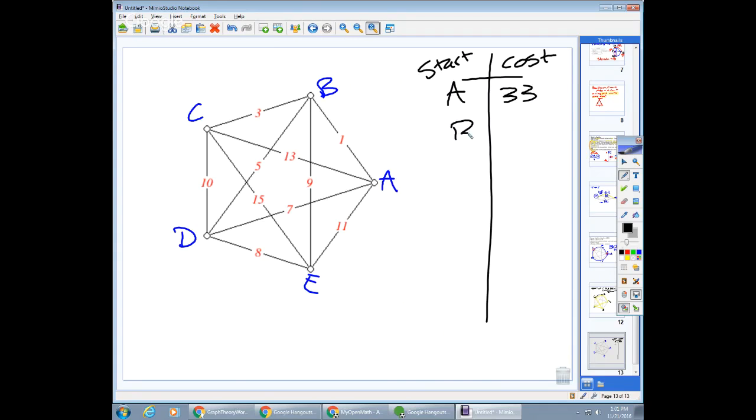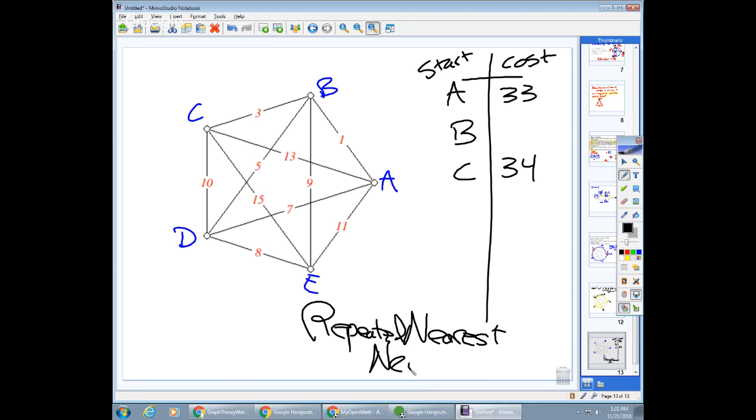So, B. Oh, the cost. Did you guys get a weight on that? Yeah, we're at 34. For E?